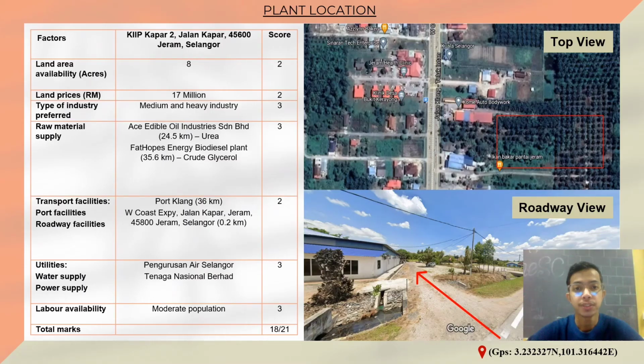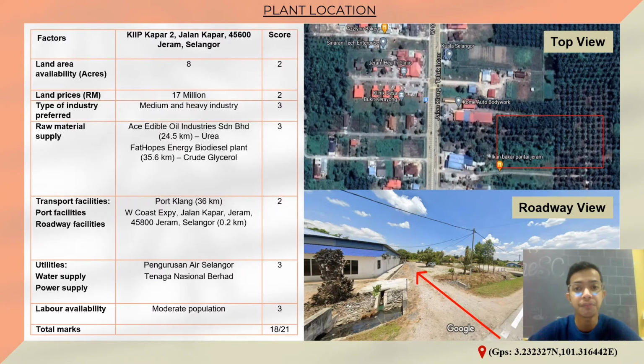For plant location, based on the score rating that we have done out of 3 proposed locations, KIIT Kapar 2, Jalan Kapar obtained the highest score due to its location that fulfills the primary factors which may greatly affect the sustainability of the plant and its productivity. Thus, it has been chosen as our plant location. The land area available is around 8 acres, costing about 17 million ringgit Malaysia, according to the PropertyGuru listing. The location chosen is basically preferred for medium and heavy industry.